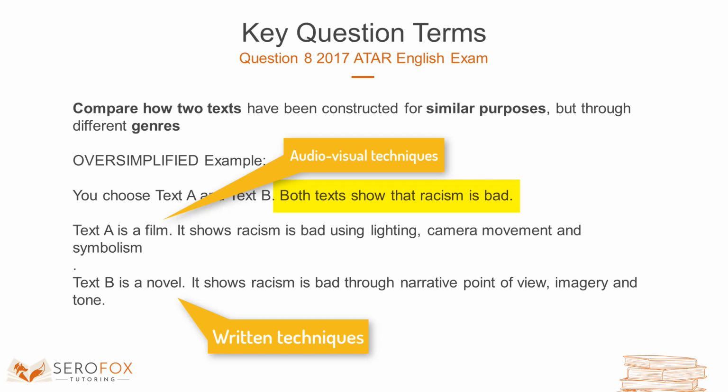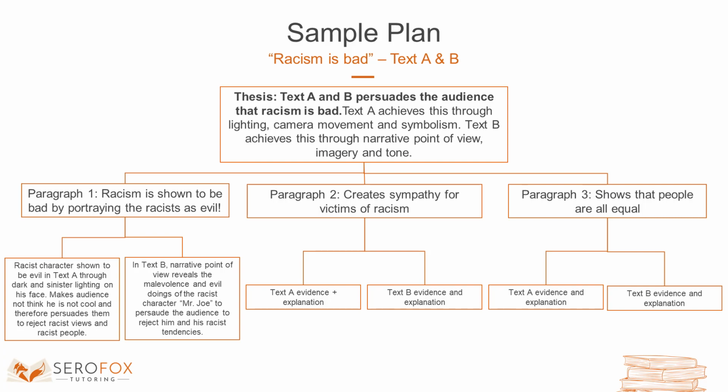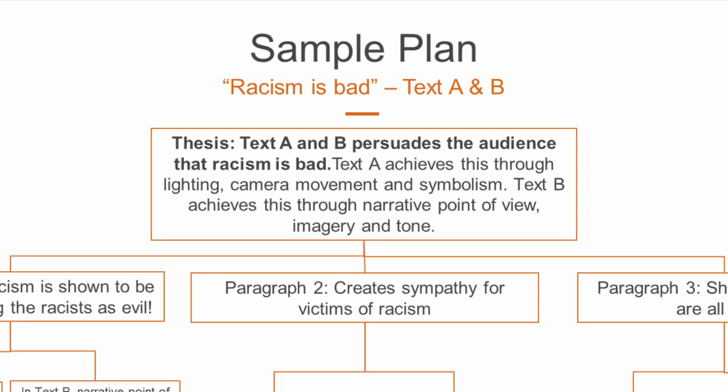So when planning my essay, I might do something like this. At the top here, my thesis is text A and B persuades the audience that racism is bad. Text A achieves this through lighting, camera movement, and symbolism. Text B achieves this through narrative point of view, imagery, and tone.